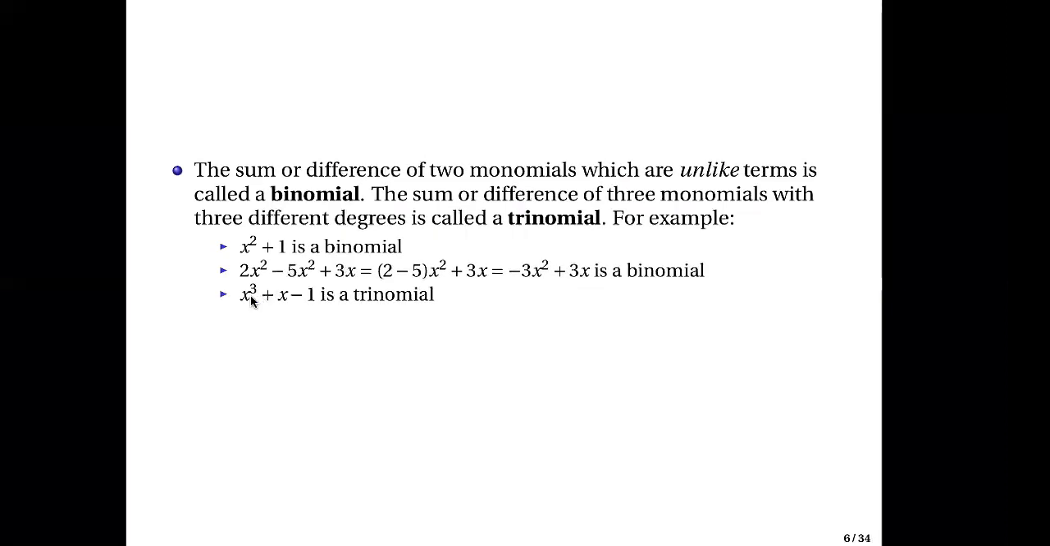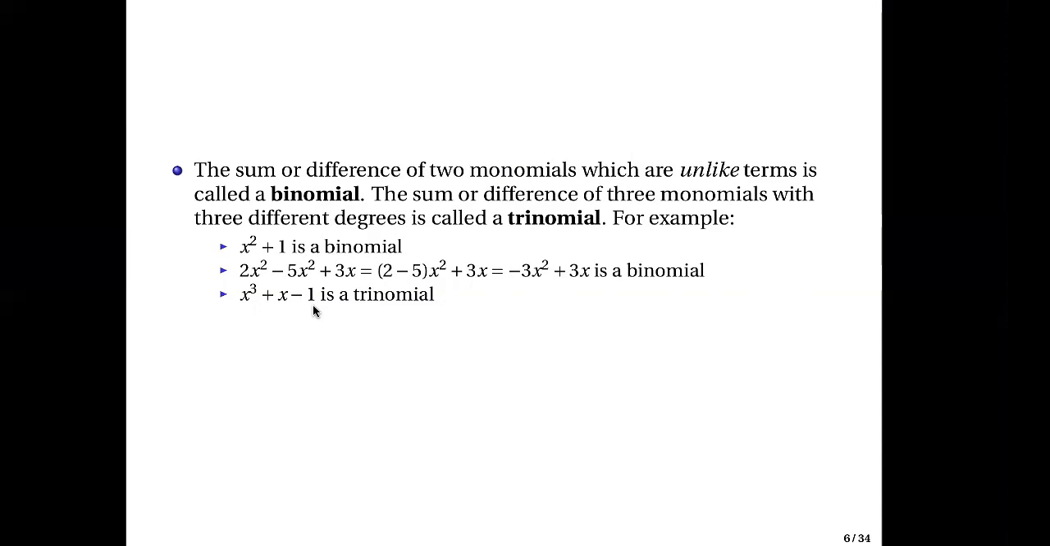And then here we have x cubed plus x minus 1. So we have three monomials here, and they have different degrees. This is of degree 3, this is of degree 1, and this is of degree 0. So three different degrees, so we have here a trinomial. Okay? Questions so far? No, it's okay. Okay, good.